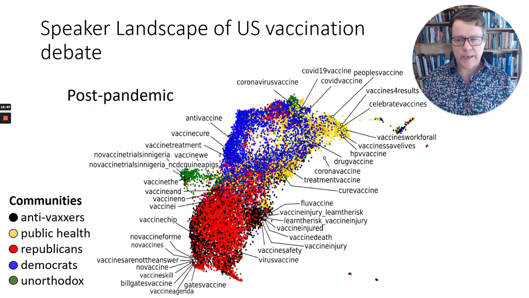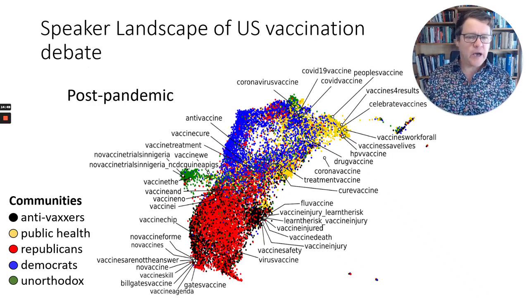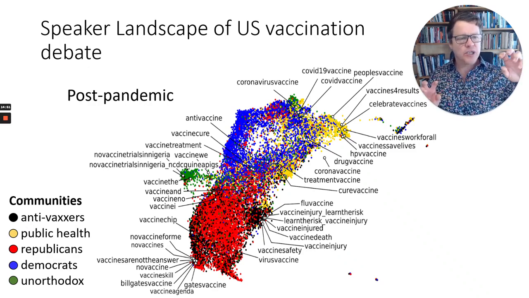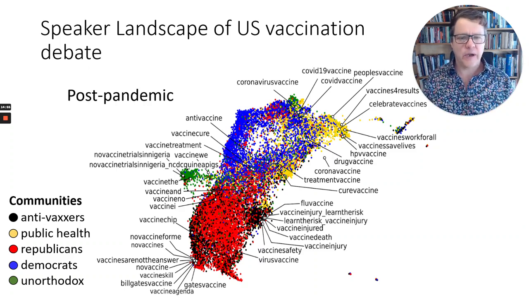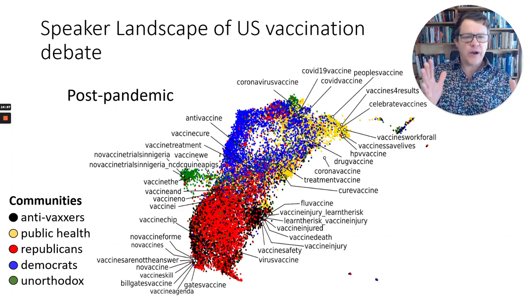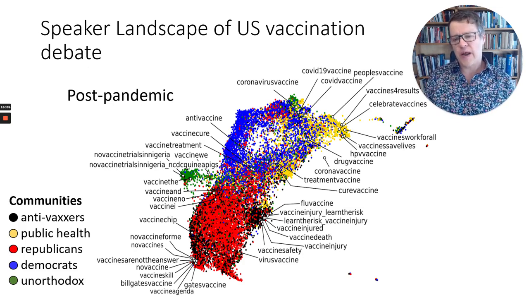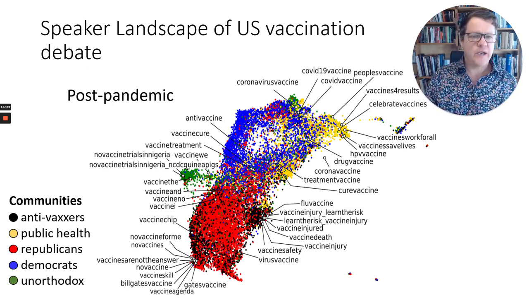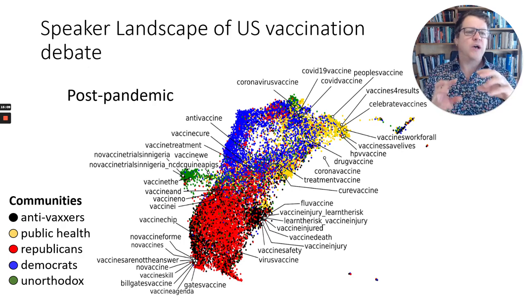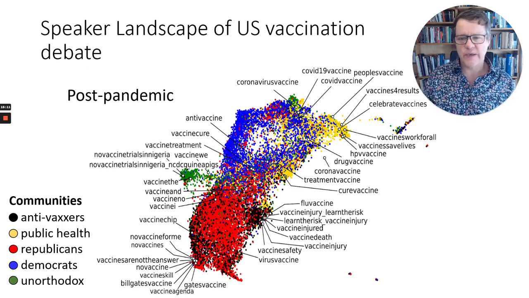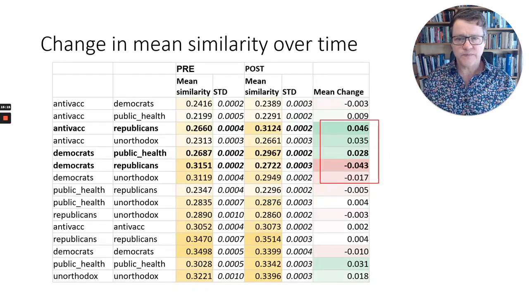also amongst the Republicans. It's interesting, now we see a very clear polarization or separation between the Republicans and Democrats, where the Democrats converge, their language converges with the language of the public health. The Republicans' language converges with the language of the anti-vaxxers. So this polarized structure is very, very evident in the language that these individuals are using.